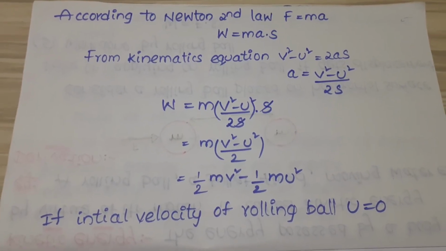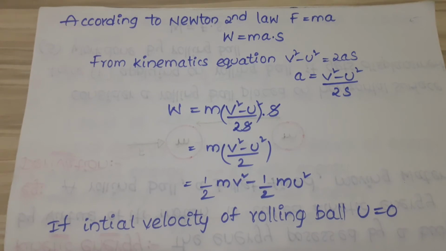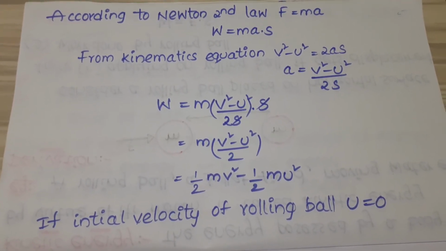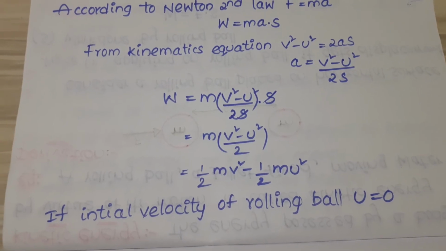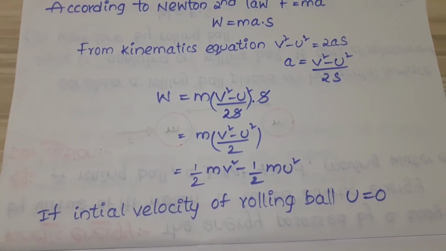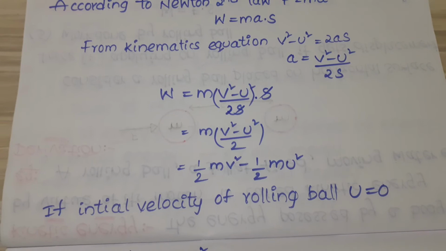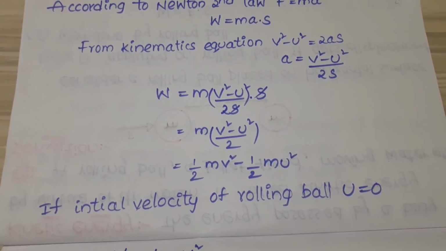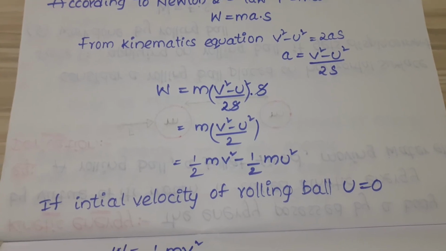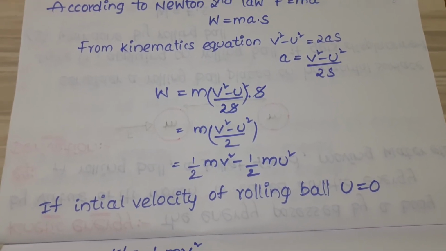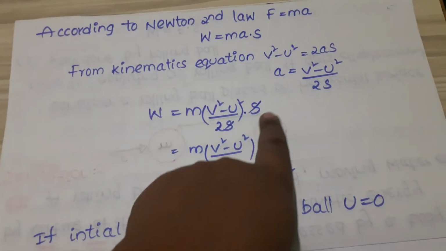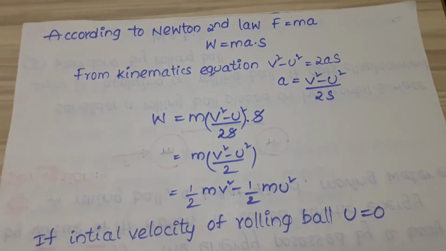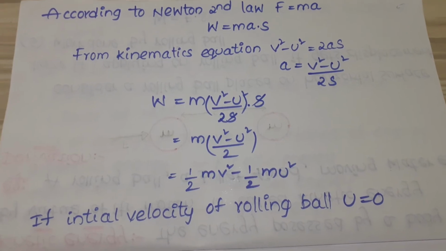According to Newton's second law, F equal to ma. So W equal to F dot S, with F equal to ma, gives W equal to ma dot s. From the kinematics equation, v square minus u square equal to 2as. We have already known these kinematics equations. From this we have to find the value of a. Acceleration a equal to v square minus u square by 2s.